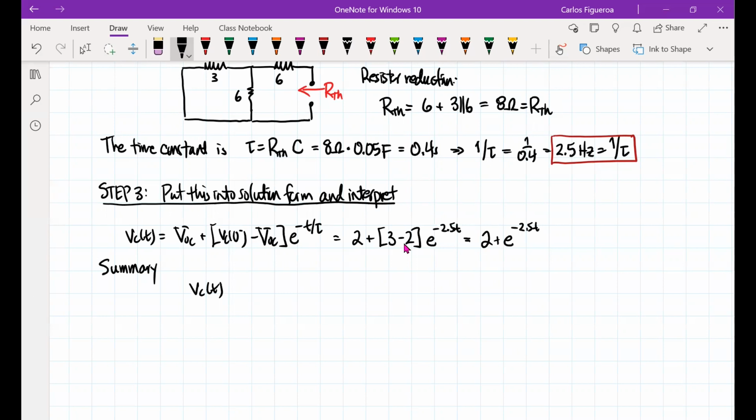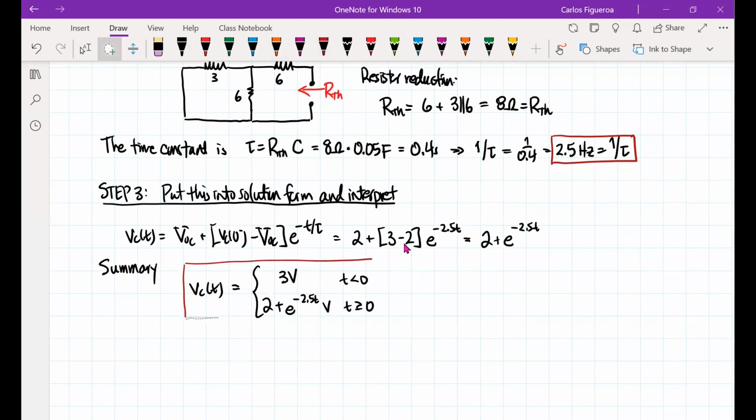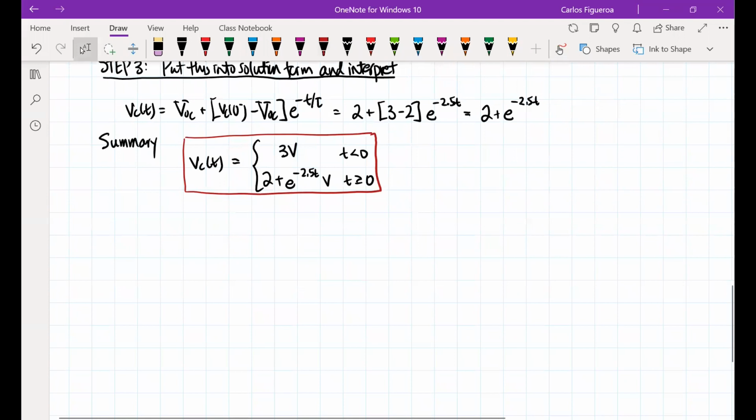That solution is enough that I just wrote here. But to make it a little bit cleaner, note that this is going to be 2 plus e to the minus 2.5t. And then this is going to be 3 volts here. So this will be t less than 0, and this will be t greater than 0. So that is my solution. Once again, I could have written just the bottom solution because it's also correct for that other one. So now what I want to do here is go in and interpret the solution.